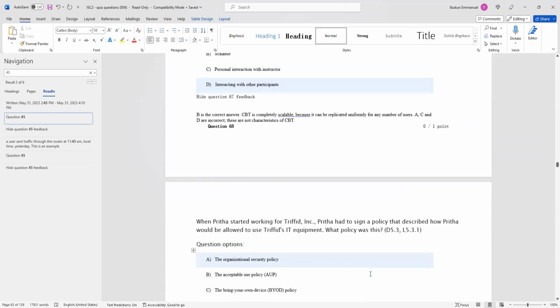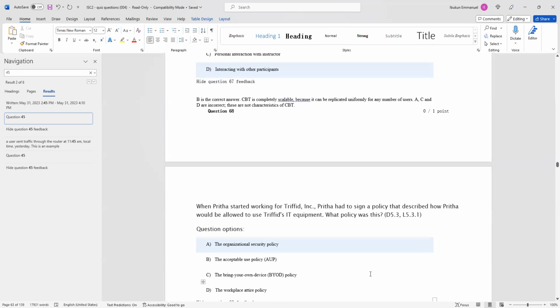Right, now, what is the name of a policy that Preetha might have been asked to sign in her company before she's allowed to use Chief's IT equipment? What is that policy called? Have we all signed one in our workplaces previously? Okay. Let's see. Yep, that is the AUP, Acceptable Use Policy.